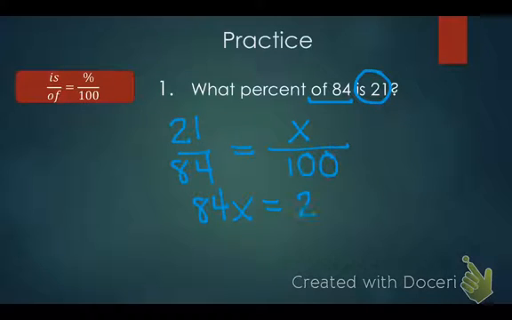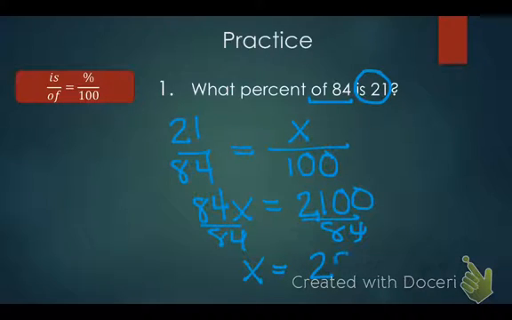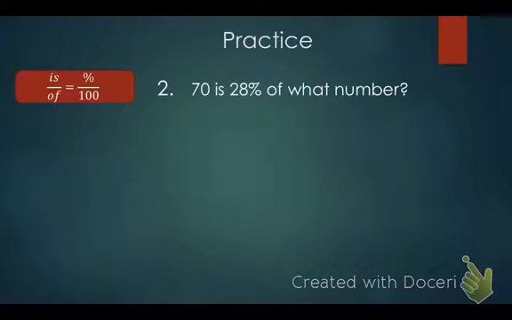84x equals 2,100, and then we divide both sides by 84 to isolate the variable, and this gives you x equals 25, and I just put the label on it because I don't need to change anything. It's in fraction form when it's in a proportion, 25%. Okay. Number 2, 70 is 28% of what number?